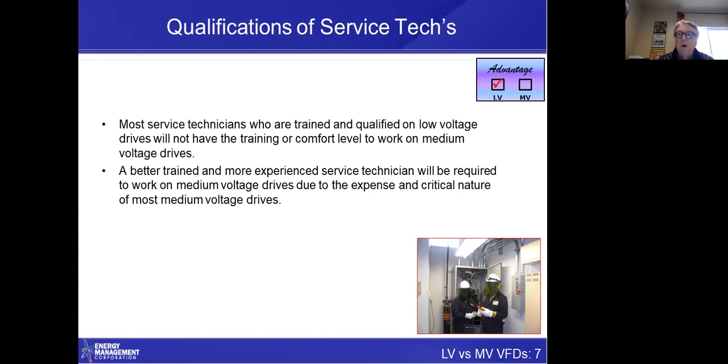So low voltage drives are typically built in a similar fashion, and have been since the Japanese introduced this technology in about 1987. Medium voltage drives, however, are still widely different from one another, and they use a number of different technologies. So not only does someone need to be familiar with medium voltage drives, but in many cases, to have someone work on your medium voltage drive, you're really going to want someone with training and experience on their particular brand and model of medium voltage drive.